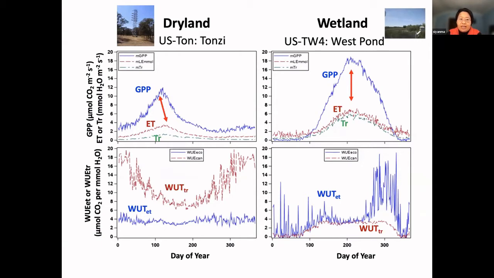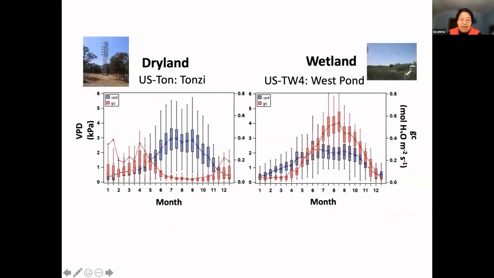Another thing we notice here is, if we compare the timing of the peaks of GPP and evaporation or transpiration, there is a time lag at the dryland, but it's coupled pretty well between photosynthesis and transpiration at the wetland because of no significant water stress.